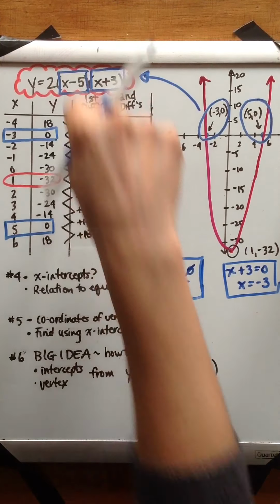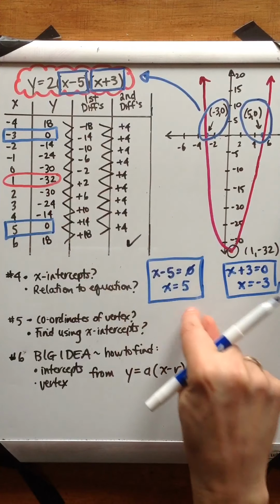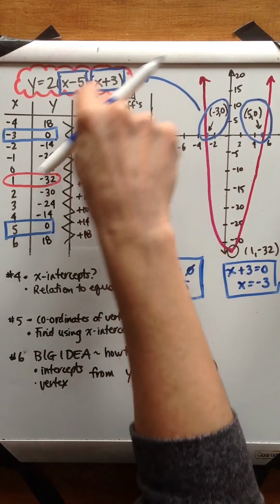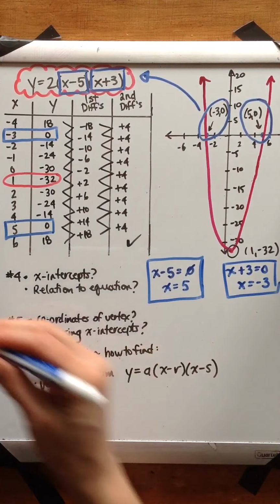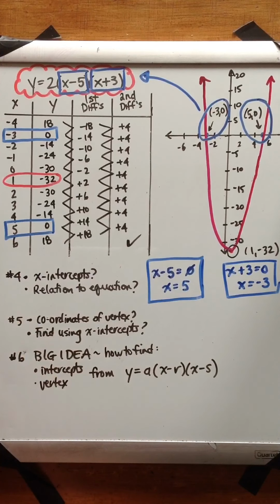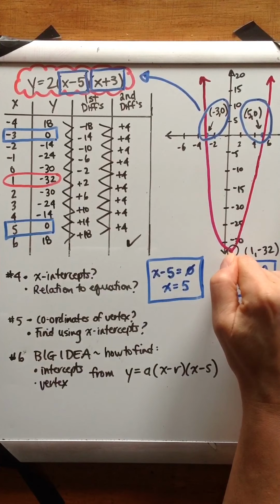Okay, so it would appear that this equation gives us intercept information kind of by inspection. Next, it asks us, can we find the vertex somehow using the x-intercepts? Okay, this thing right here.